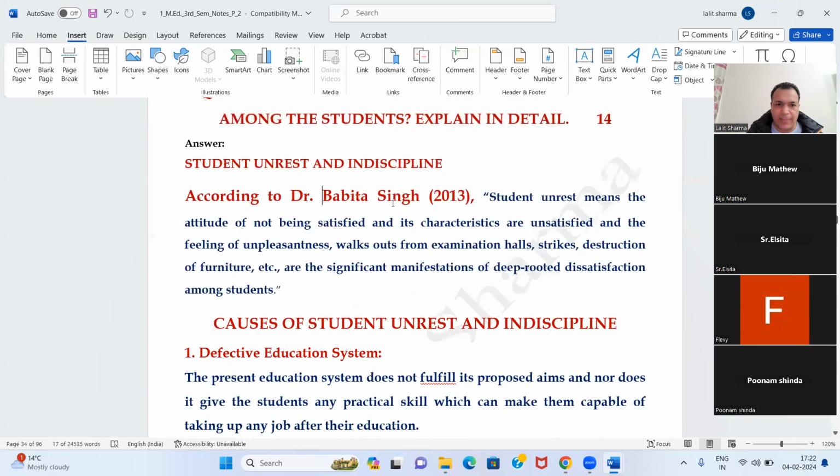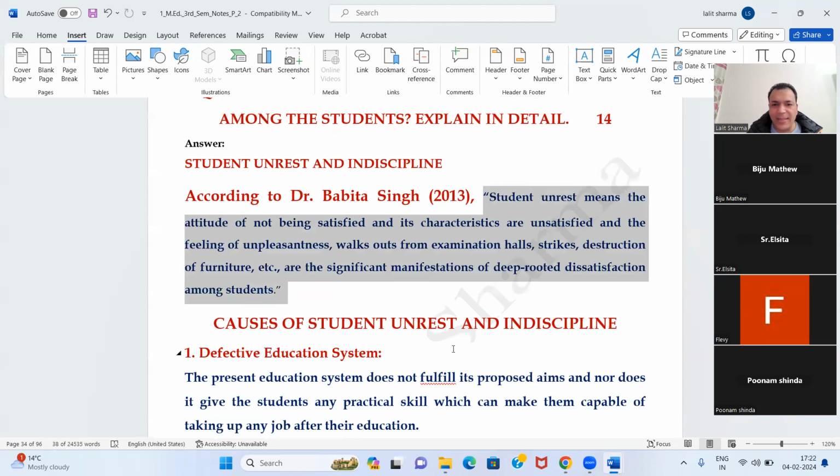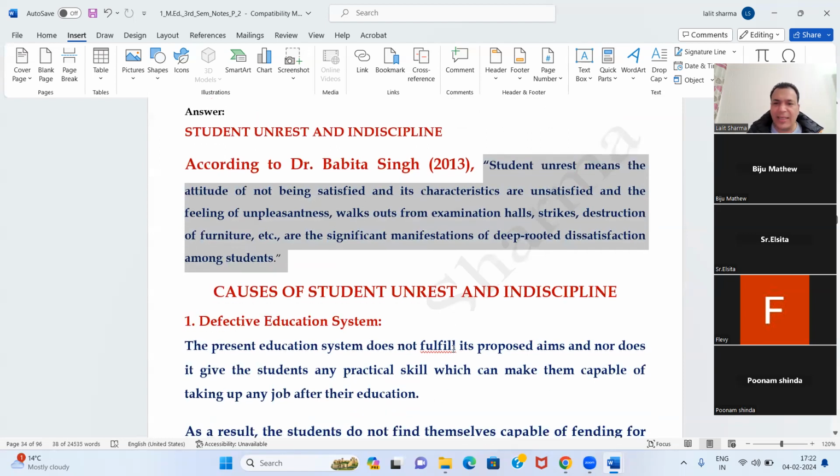So ये देखो एक definitions है, डॉक्टर बबीता सिंह है, ये कहते हैं student unrest means the attitude of not being satisfied and its characteristics are unsatisfied, and the feeling of unpleasantness walks out from examination halls, strikes, destructions of furnitures are the significant manifestations of a deep-rooted dissatisfactions among students. ये देखो डे बाय डे ना it is increasing.